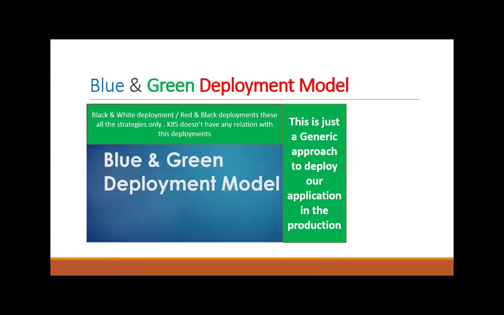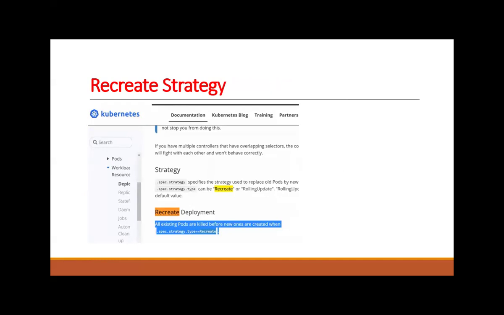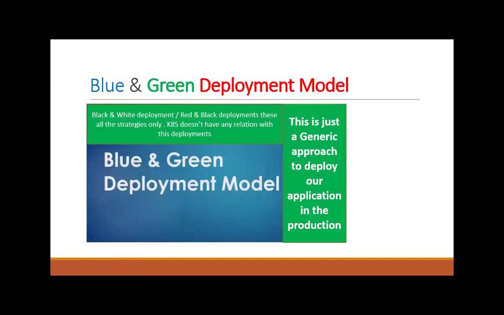Okay. So blue-green deployment model, black-white deployment, red-black deployment: these are all strategies only. Kubernetes does not have any relation with the blue-green deployment model. This is just a generic approach to deploy our application in production. The Kubernetes strategies are only RollingUpdate and Recreate.